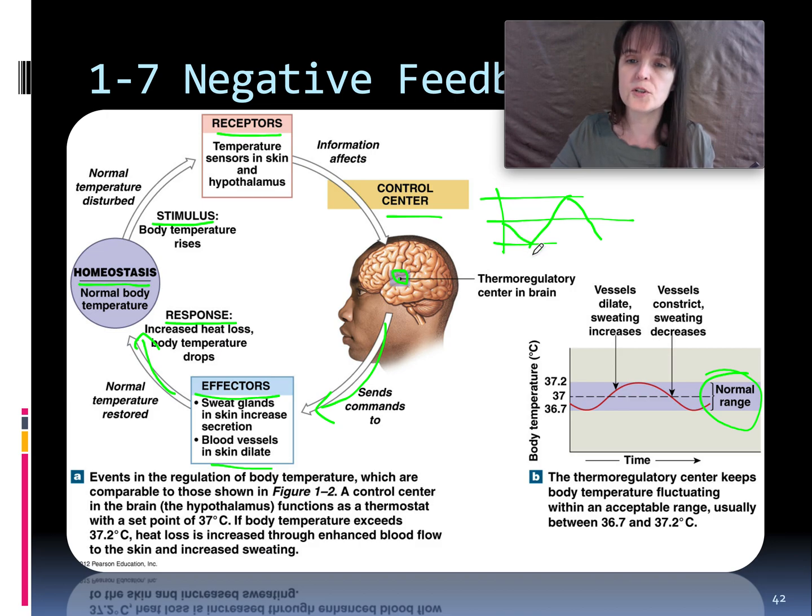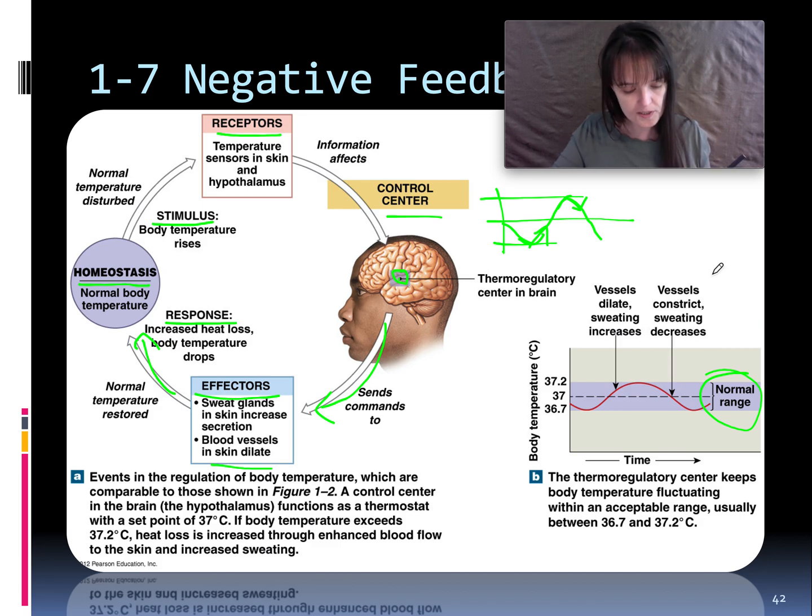We've talked about temperature, but if your blood calcium level was too low, the negative feedback response would be to raise it. If your blood calcium level was too high, your negative feedback response would be to lower it. If your blood sugar level were too low, you would raise it. If your blood sugar level were too high, you would lower it. Most of your body systems use negative feedback as their homeostatic regulation.